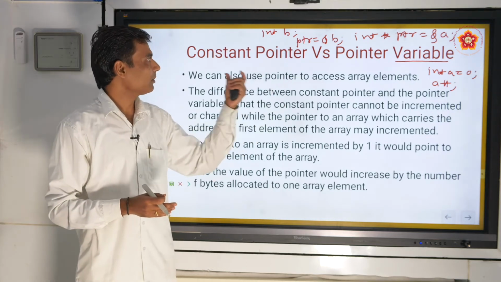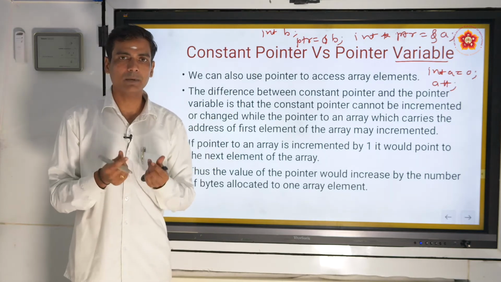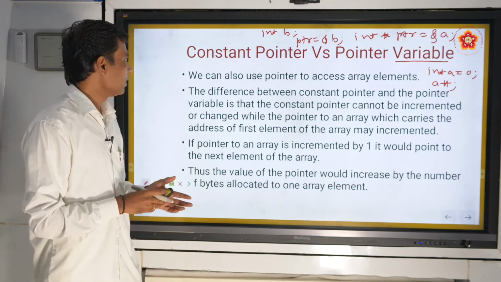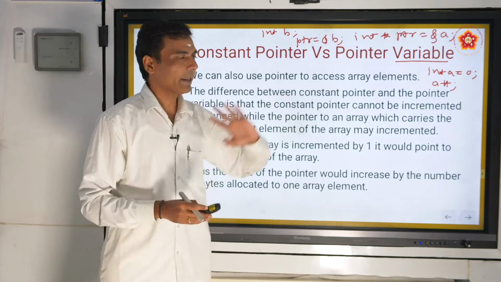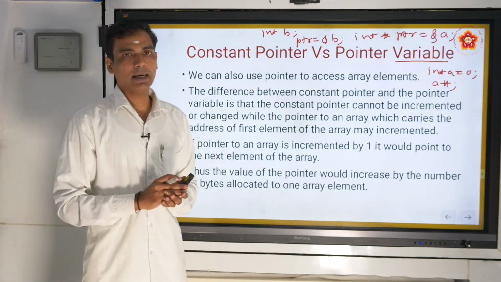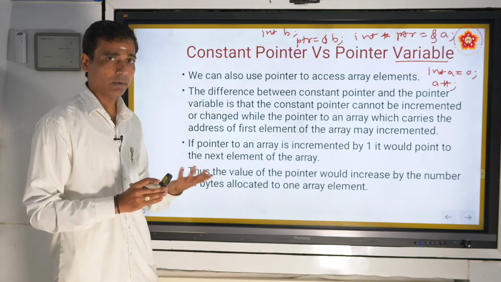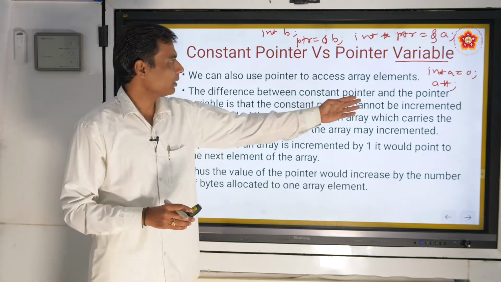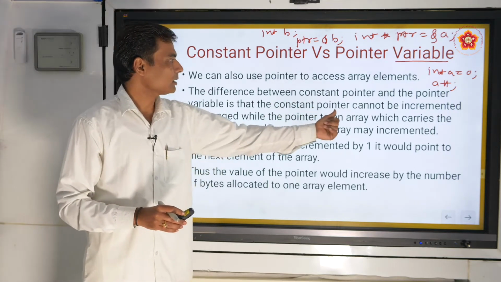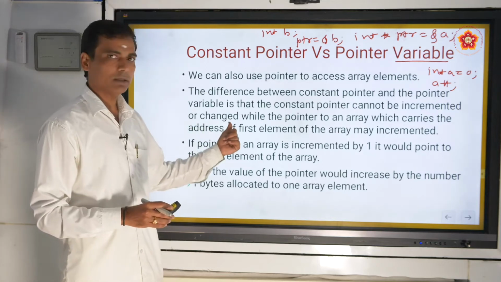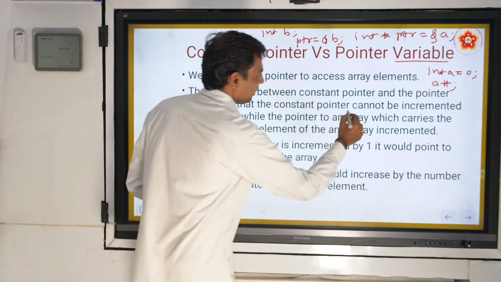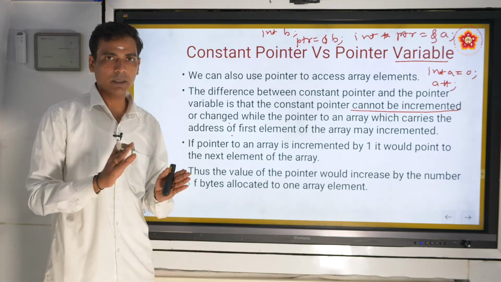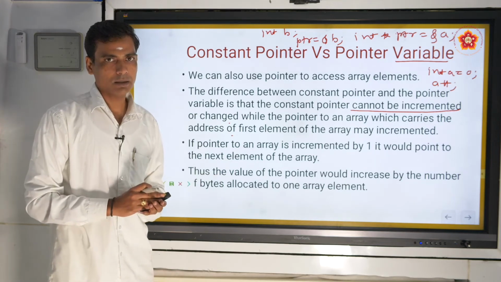That's why a pointer variable differs from a constant pointer, which holds the address of only one element; you cannot change the address assigned to that particular pointer. So we can also use pointer to access array elements, that we have done in the last class. We have seen a program also on how to access the array elements using the pointer. The difference between constant pointer and the pointer variable is that the constant pointer cannot be incremented or changed. You must remember, the pointer arithmetic we cannot perform on constant pointer.